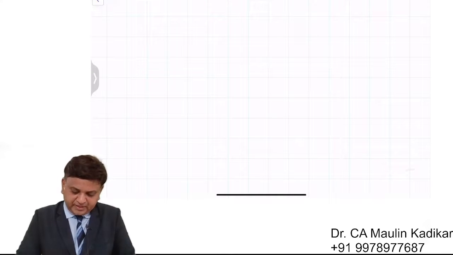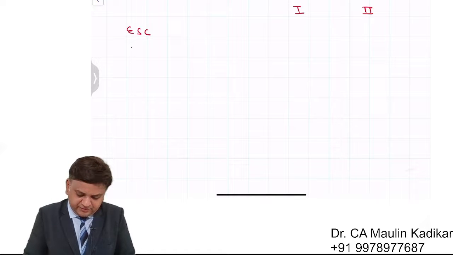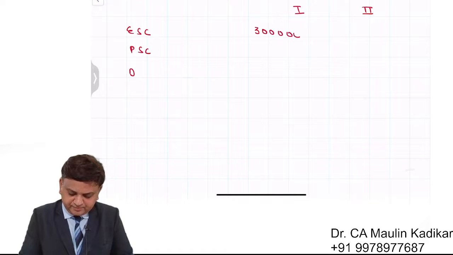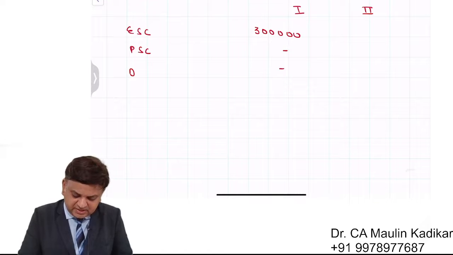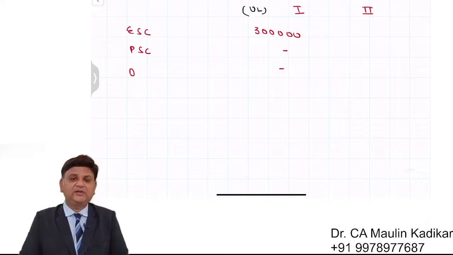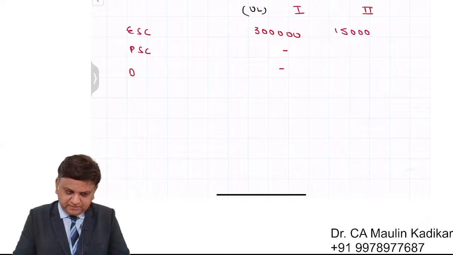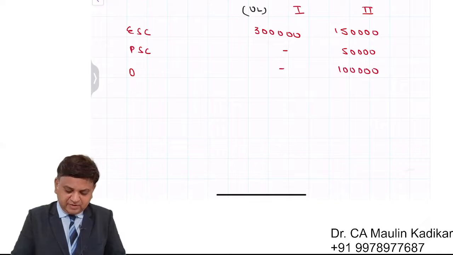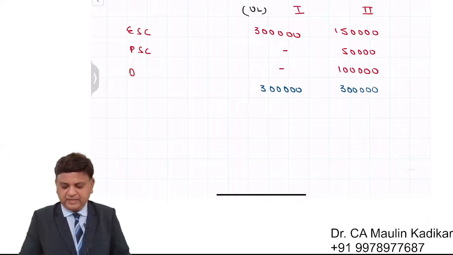The question says we are considering plan 1 and plan 2 to finance an amount of rupees 3 lakhs, through equity share capital, preference share capital and debentures. The amount of the equity share capital in the first case is 3 lakhs, with no preference share capital and no debentures. Dear students, this is given a technical name: an unlevered financial plan. The term unlevered stands for no outsiders' financing. In plan 2, 1,50,000 is equity, 50,000 is preference capital and 1 lakh rupees is debentures. That is the way the 3 lakhs is financed in the first option and in the second option.